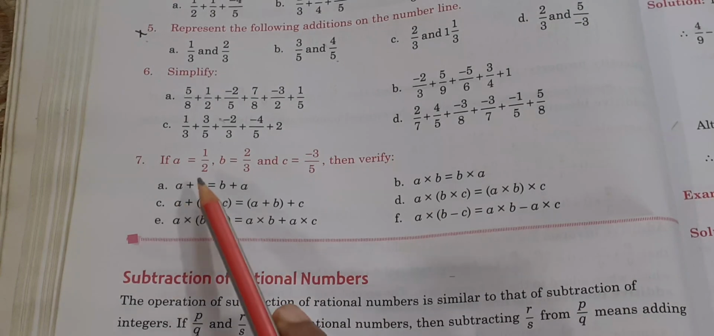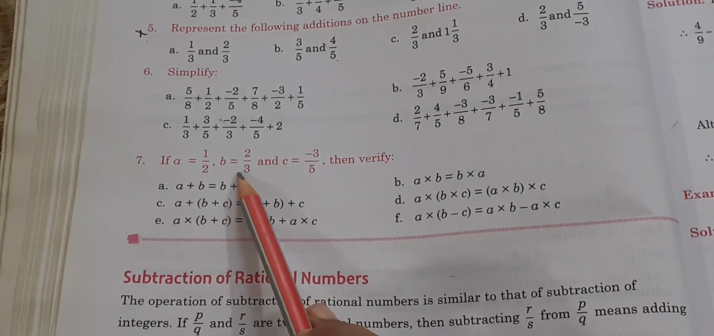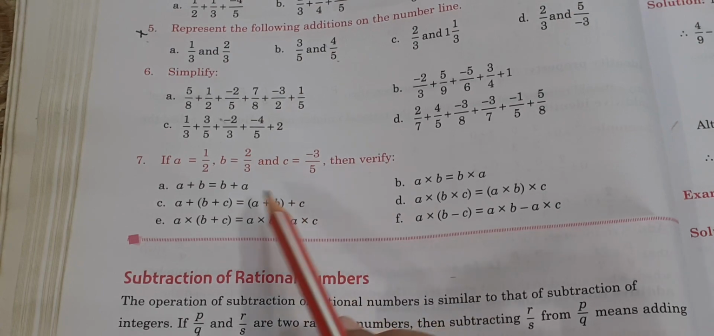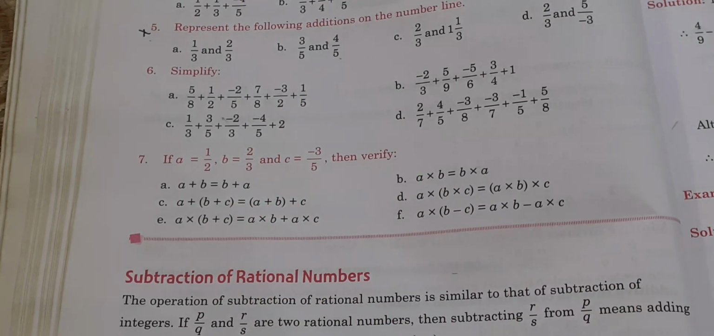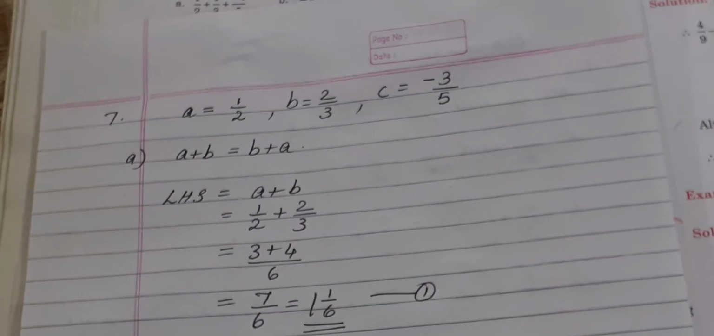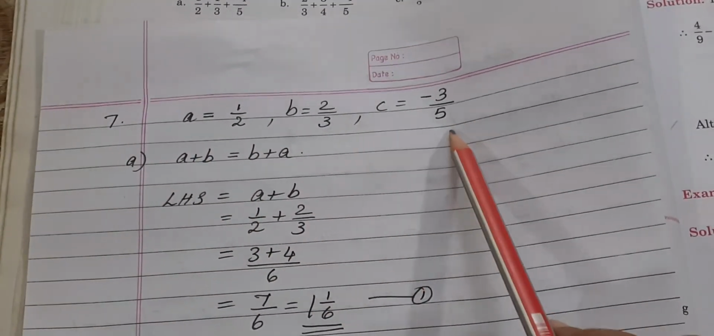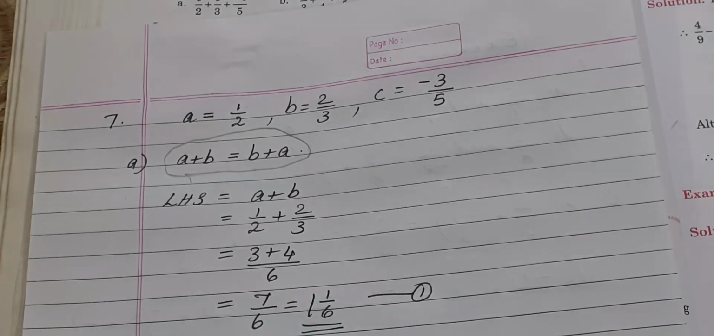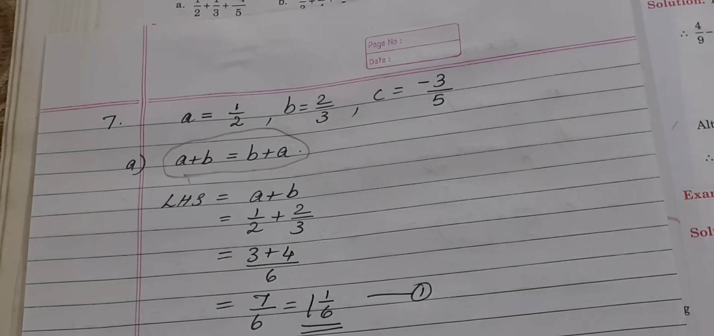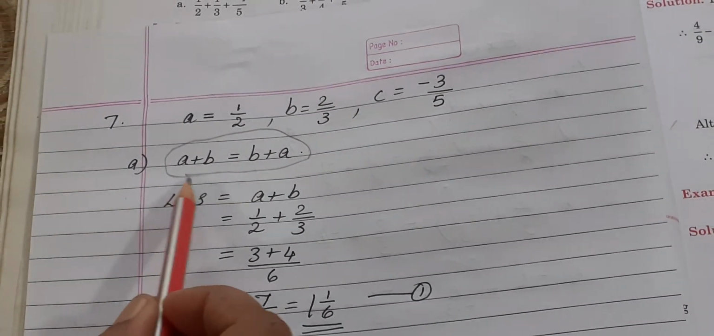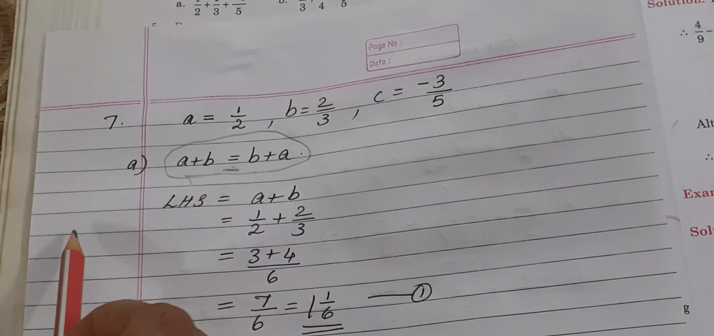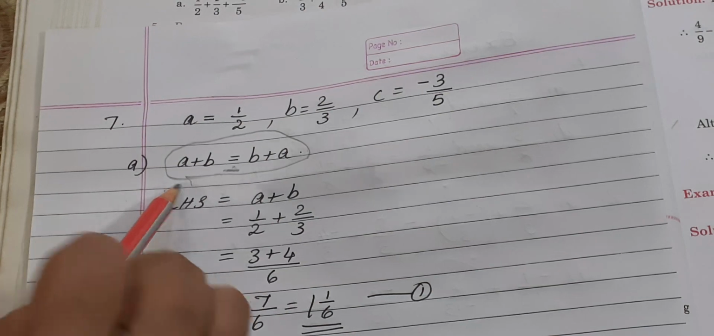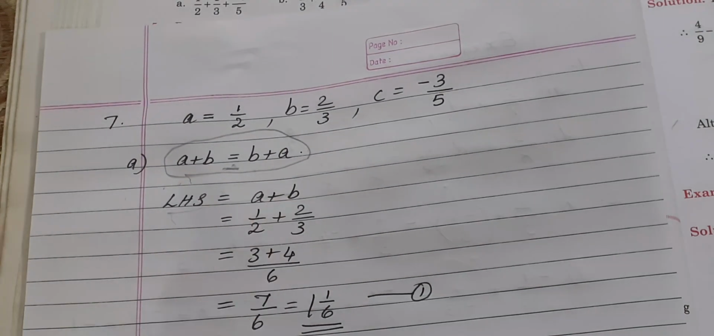Now we will move to the seventh set from your exercise. If A is equal to 1/2, B is equal to 2/3 and C is equal to -3/5, then verify A + B = B + A. So here the value of A is given, B is given and C is given. We have to verify this one: A + B = B + A. In verification questions, we will start with LHS. LHS means left hand side of this equality sign. So here what is lying in the left hand side? A + B. So take LHS equal to A + B.